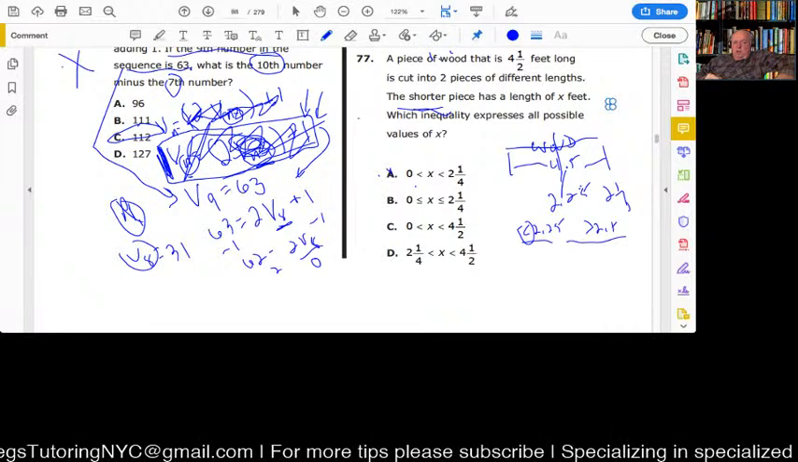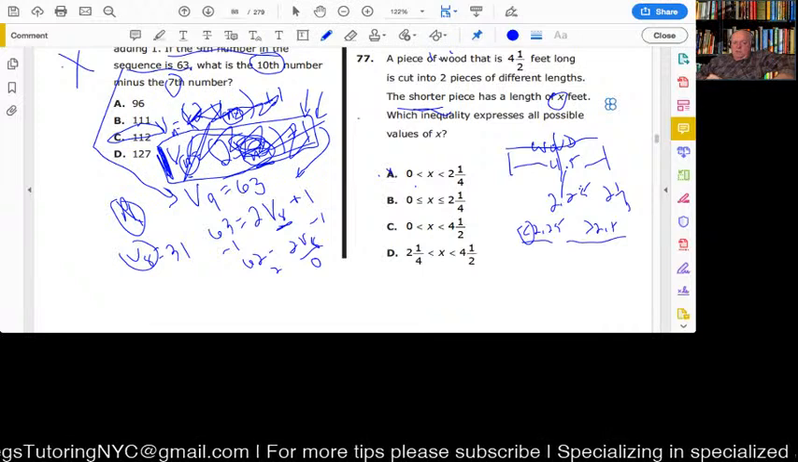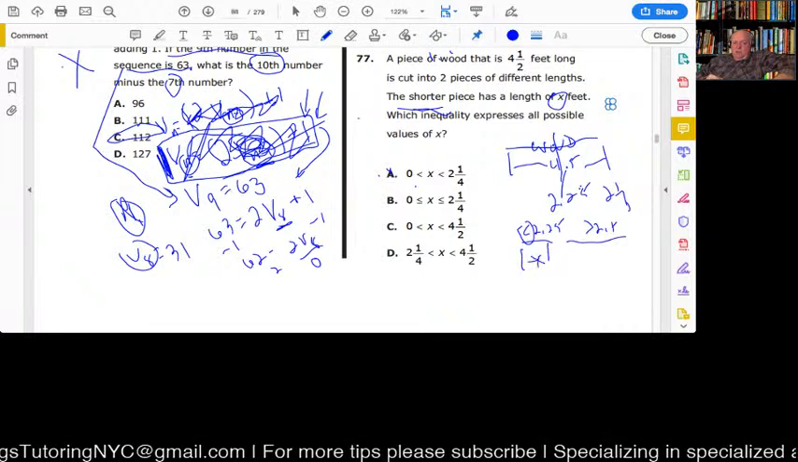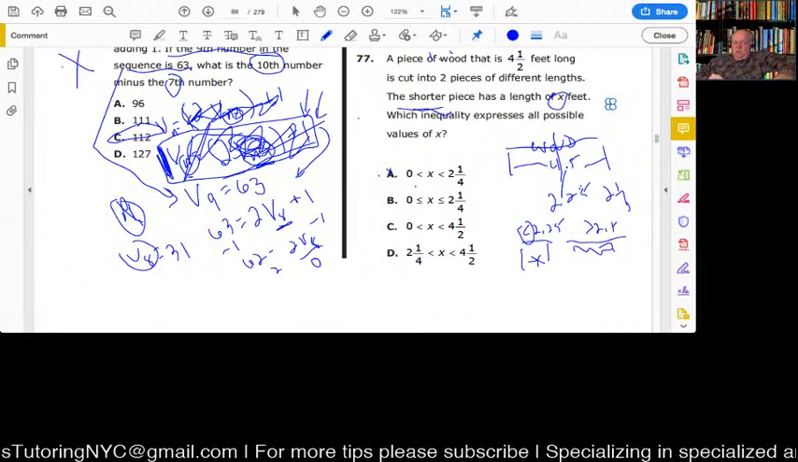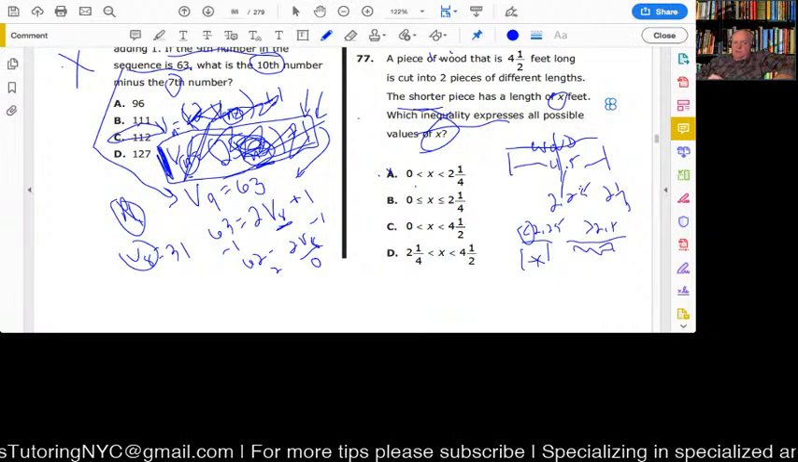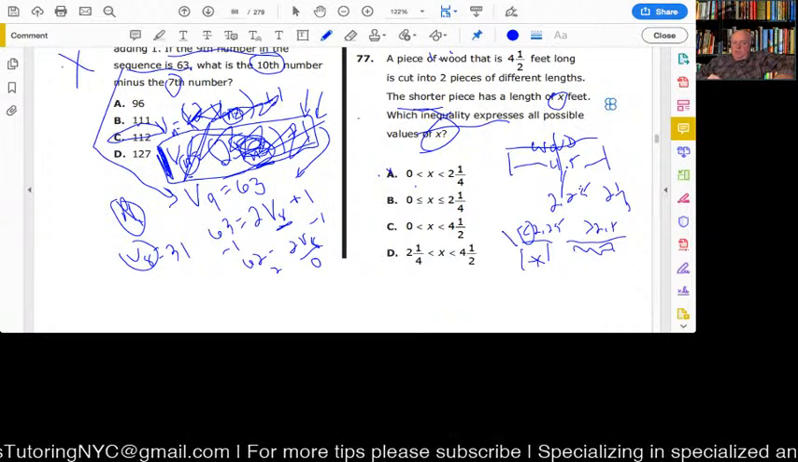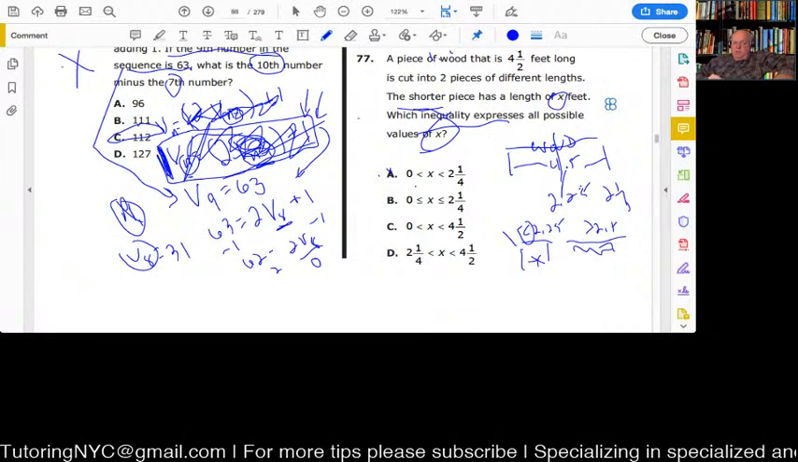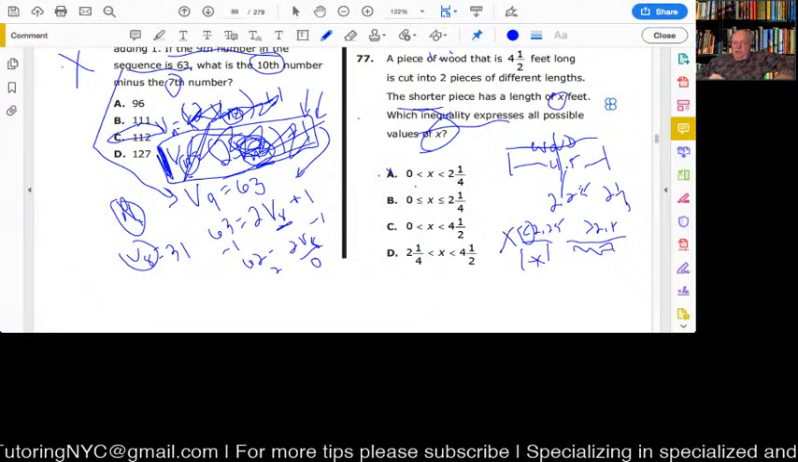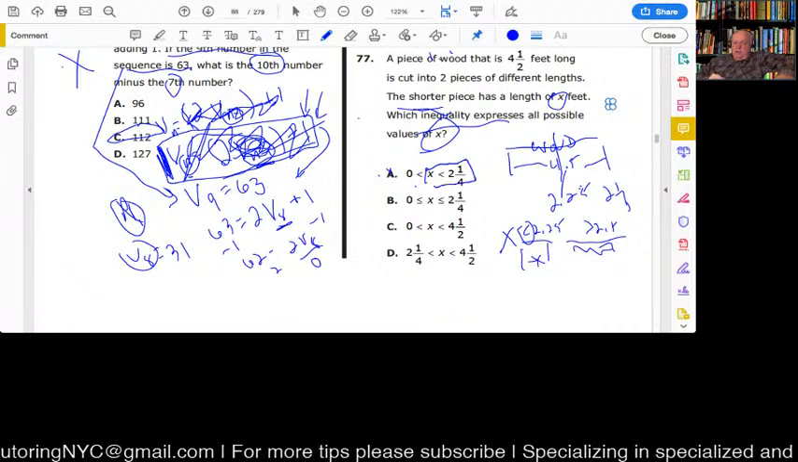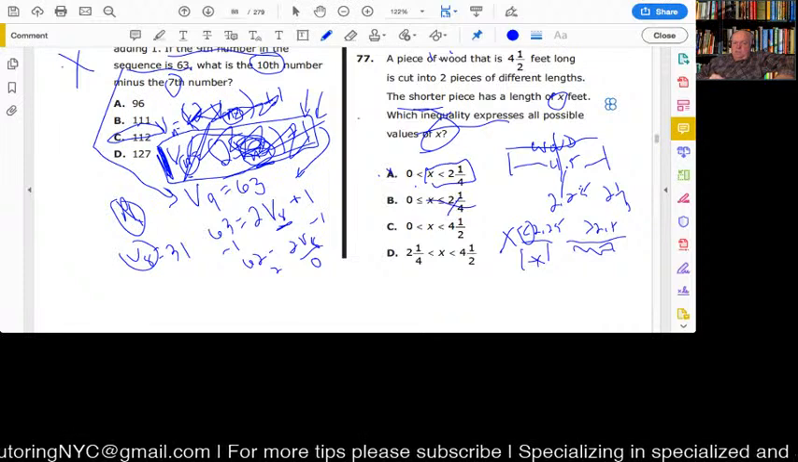So the shorter piece is of length x. So that's going to be this one. We're not told what the length of this is. Okay? So which inequality expresses that x? Well, it's just simply that x must be less than 2.25. Okay? So that's this part here. It's not this because it can't be equal to it.